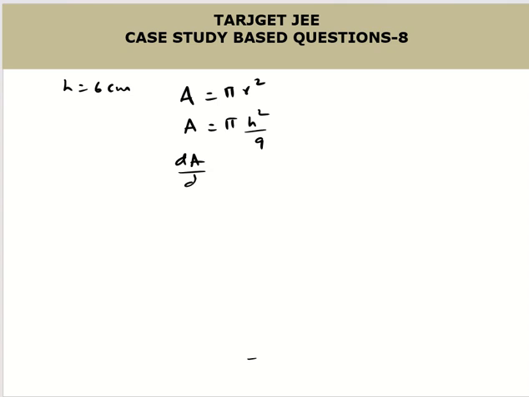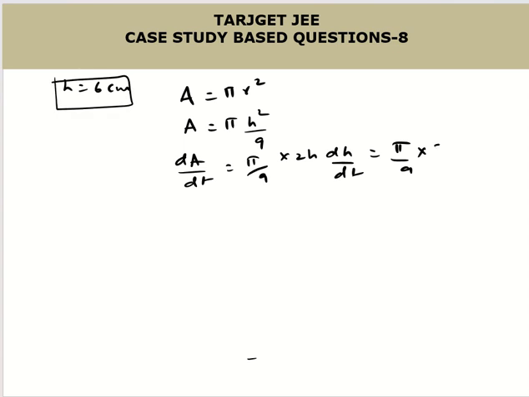So dA by dt is what is wanted. That is pi by 9 into 2h into dH by dt. We are asked to find out at an instance when the depth is equal to 6 centimeters. So this is going to be 2 into 6 into dH by dt. We have evaluated it as 1 by 40 pi centimeters per second.